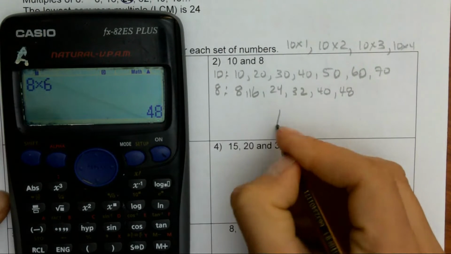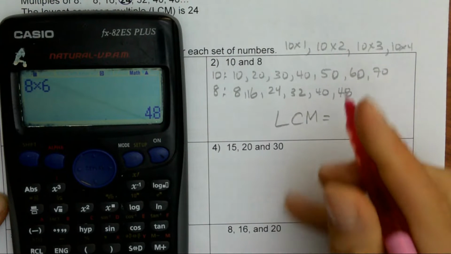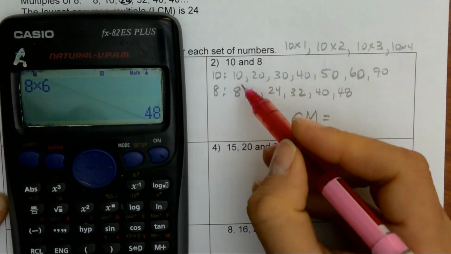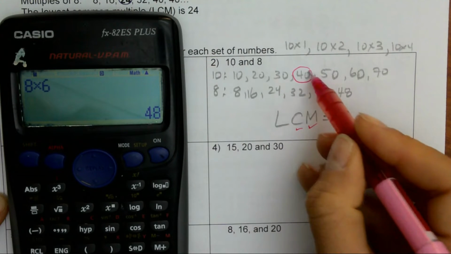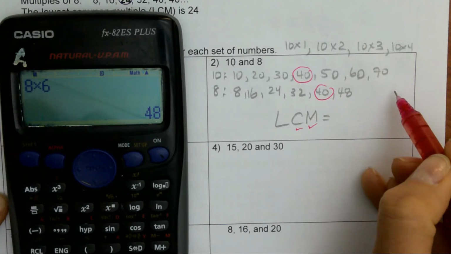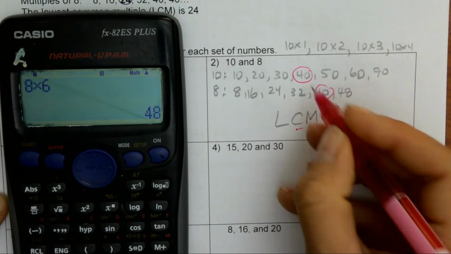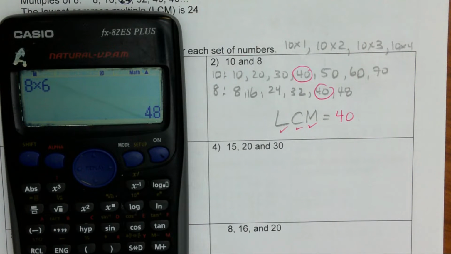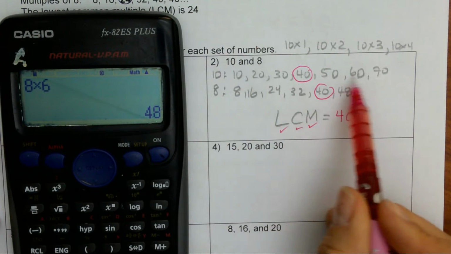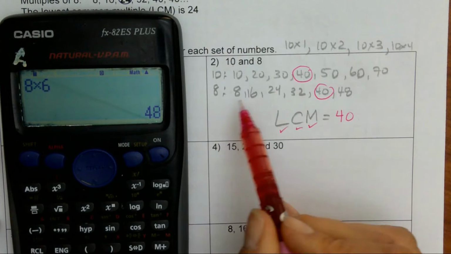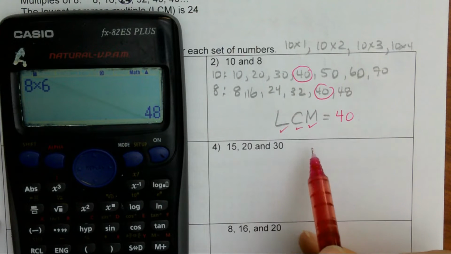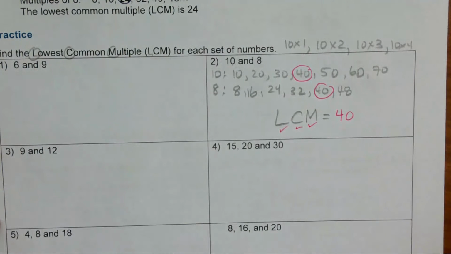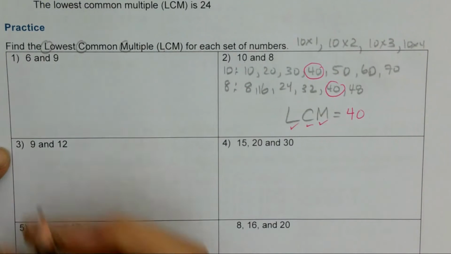So, LCM. We wrote the multiples for each number. Now we have to circle what's in common. They both have 40. Anything else? No. Now we have to pick the lowest one. Well, since we only have one, we just choose that. So our lowest common multiple is 40. So we're writing out the multiples of the number, our multiplication tables. We're circling the ones that they have in common, and we're choosing the smallest one, the lowest or the least one.